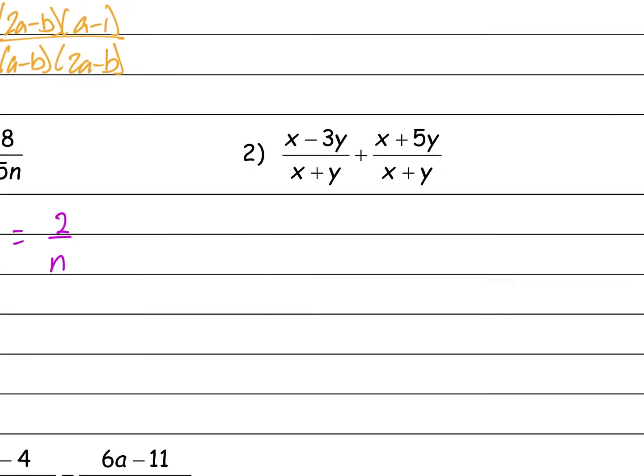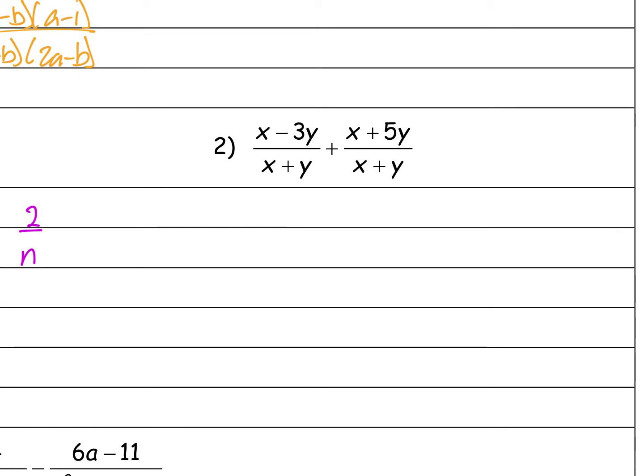Number 2, still same common denominator. I have an x plus y and an x plus y. It's the same. So I'm just going to add the top. So I've got x plus x is 2x, and negative 3y plus 5y is 2y all over x plus y.